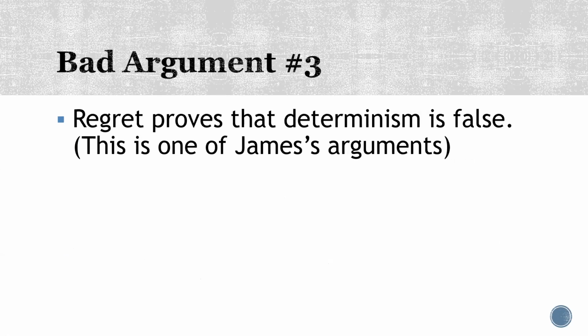So here's bad argument number 3. This is one of James's. I think that James is guilty of giving a couple of quite bad arguments in the course of free will, but we want to try and interpret some of these as charitably as possible. This one I think is just plain bad though. This idea that regret proves that determinism must be false.